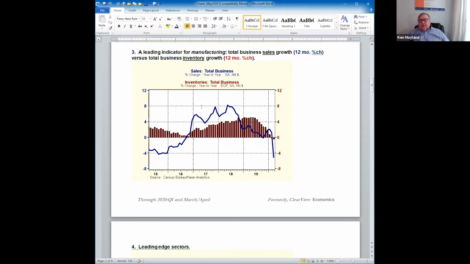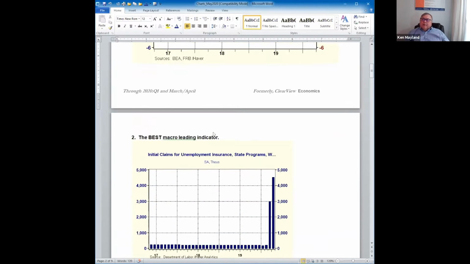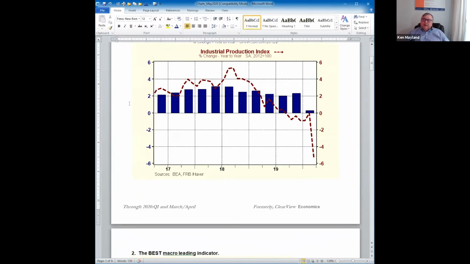Now I want to show you. See, here's 2017 through about three quarters of 2018, sales growth greater than inventory growth. Go back to that first chart on GDP growth and industrial production growth. When sales growth was greater than inventory growth, you saw an acceleration of GDP growth.